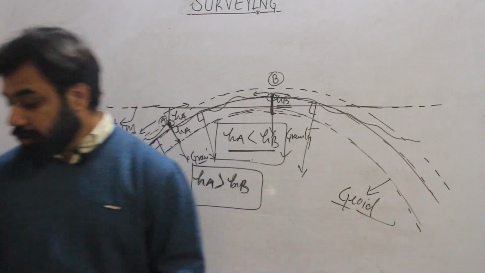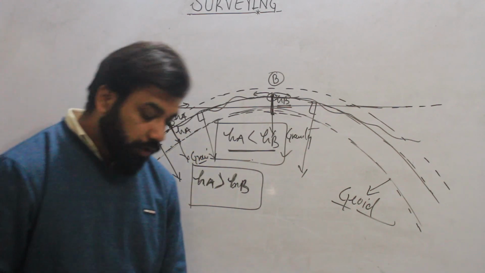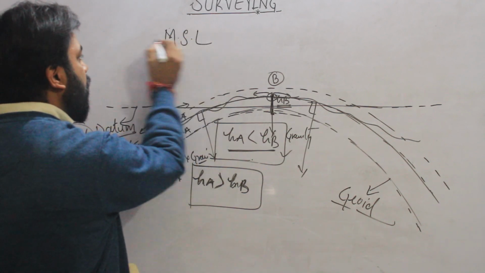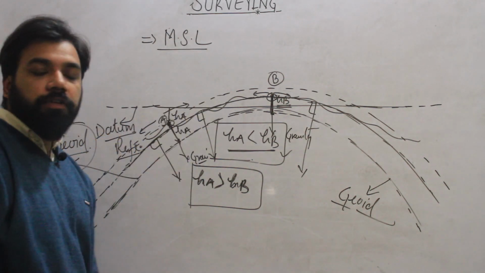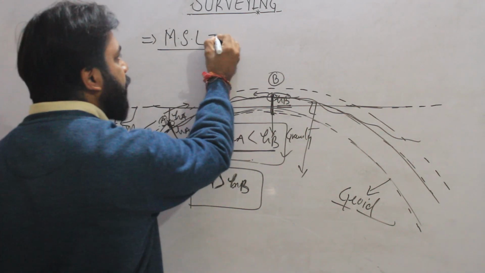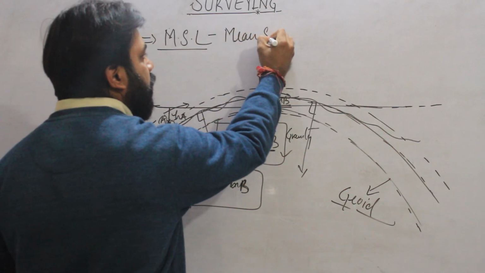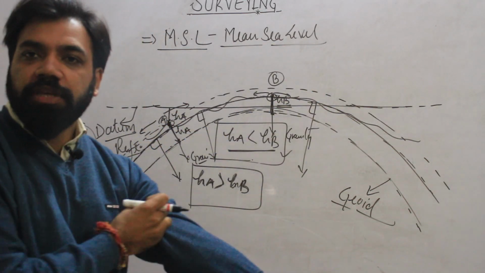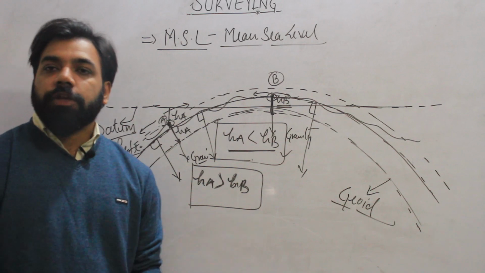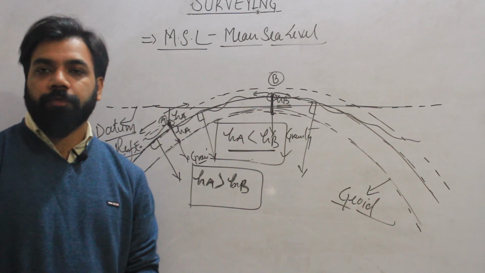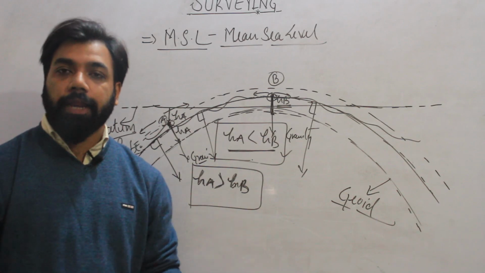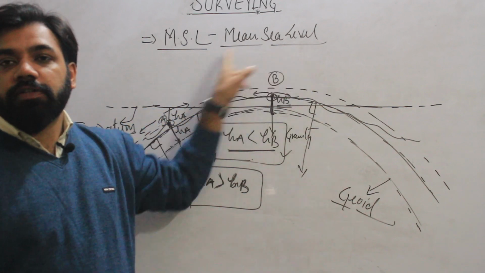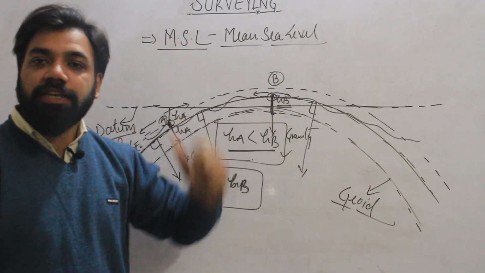Okay, next we move on to another term that is known as mean sea level. We will call it MSL, which stands for mean sea level. So what is that? What is mean sea level? For every country there is some standard from which we are taking all the vertical heights. So for every country that standard is considered as mean sea level, or you can say sea level.